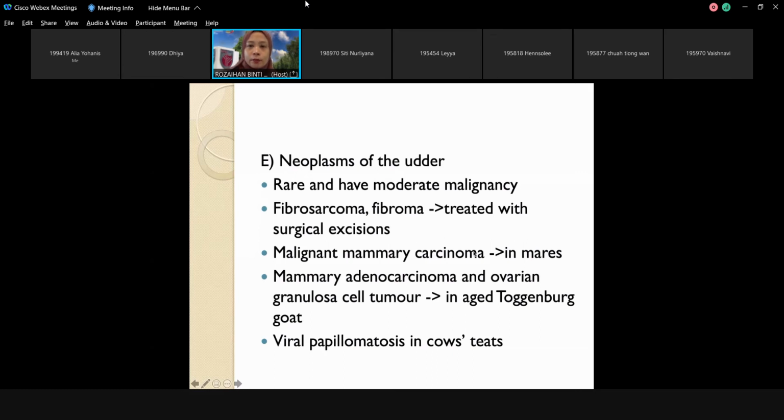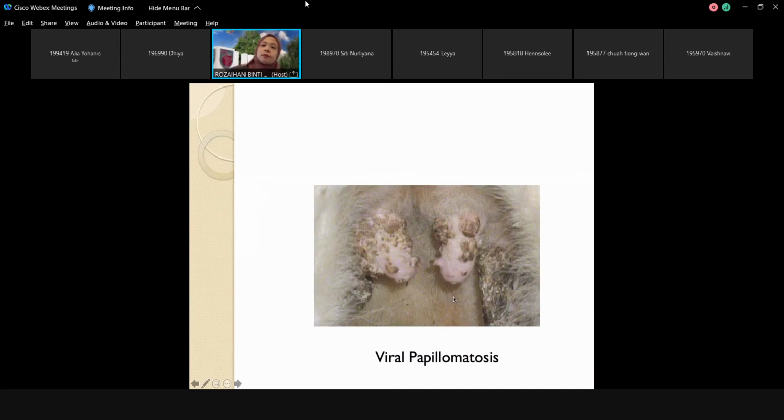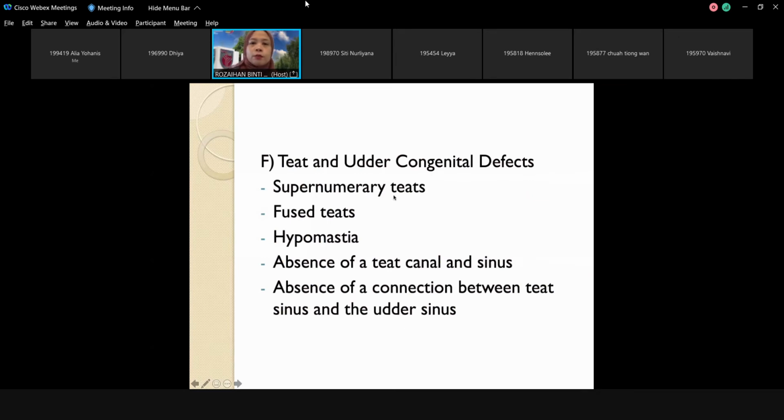Okay, and in Toggenburg goat, we can have mammary adenocarcinoma or even ovarian granulosa cell tumor. Okay, and it's very common also to get this viral papillomatosis in cows. So this is an example of papillomatosis. It's like a wart, okay, on the tip of the cows.